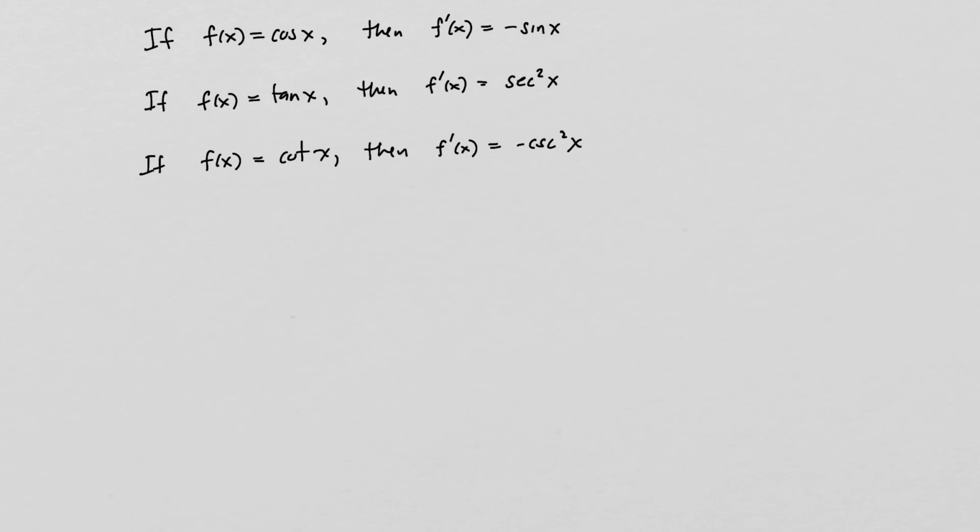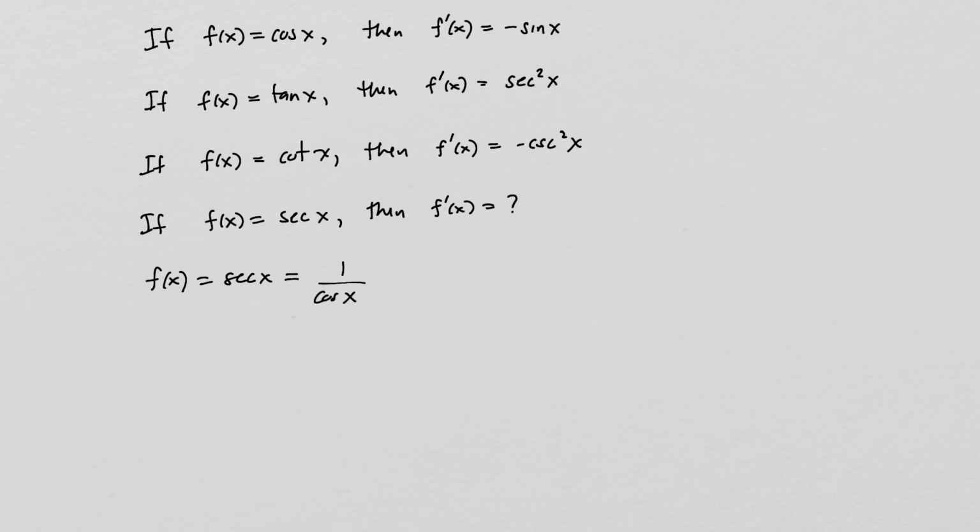In a similar manner, we can show that if f of x is cotangent of x, its derivative is negative cosecant squared of x. You pretty much follow the procedure that we just outlined. So now, what about secant of x? What is the derivative of secant of x? So to answer this question, let's just remember that if f of x is secant of x, we can rewrite this as 1 divided by the cosine of x. And now if I want to find the derivative, I can simply use the quotient rule.